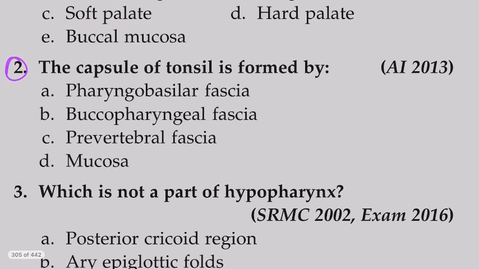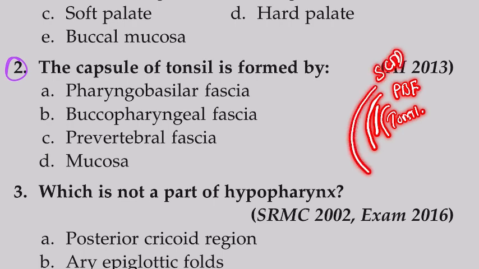The capsule of tonsil is formed by pharyngobasilar fascia, right? If you see in tonsil, just lateral to tonsil, there is what? Peritonsillar space. Now this peritonsillar space consists of paratonsillar vein, right? Now outer to this there is pharyngobasilar fascia. Outside of this pharyngobasilar fascia there is the superior constrictor muscle. Outside of this superior constrictor muscle, what do we have? Buccopharyngeal fascia, right?